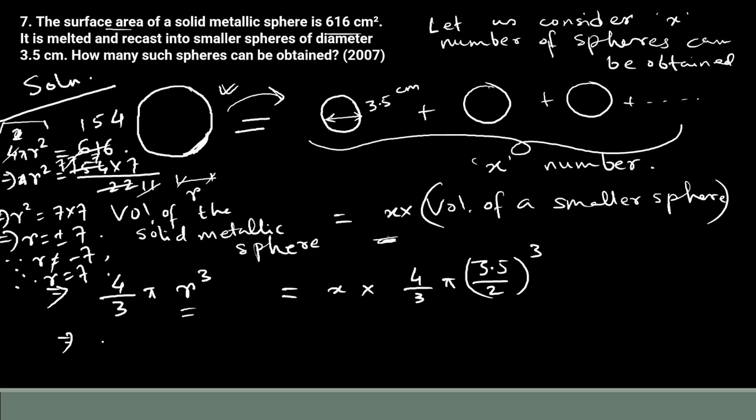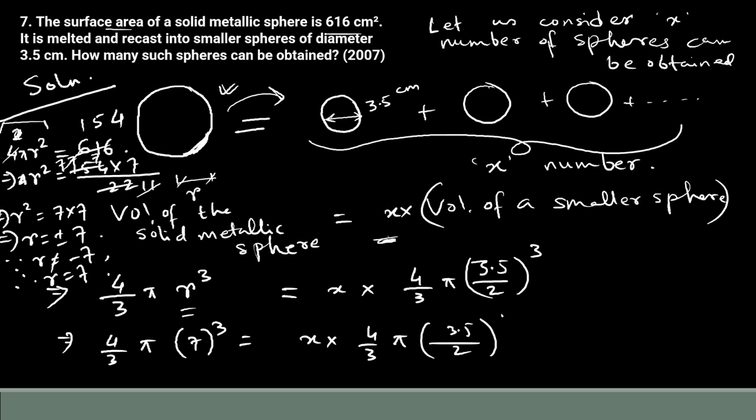Just putting r equal to 7 in this equation, you get 4 by 3 pi 7 cube equals x times 4 by 3 pi (3.5 divided by 2) cube. Here 4 by 3 pi gets cancelled, and you are left with x equals. You see, 3.5 can also be written as 7 by 2, right? So basically you are left with 7 cube, and since this can be written as 7 by 2, it is 7 cube times 2 to the power 4.